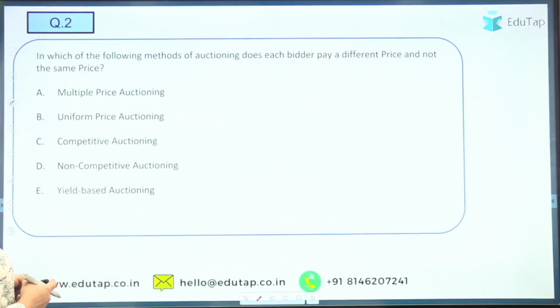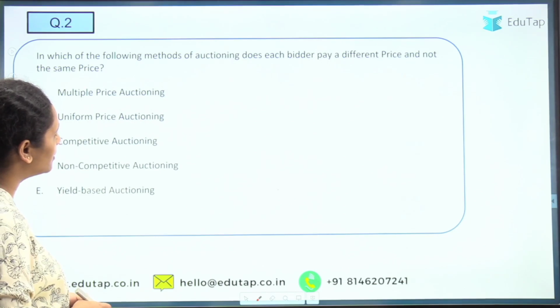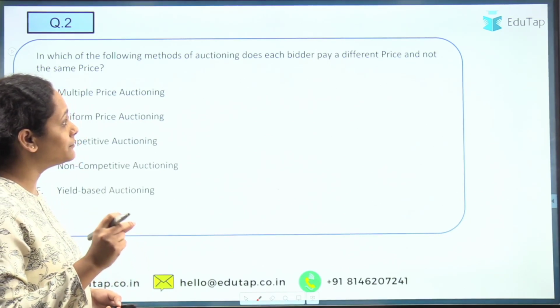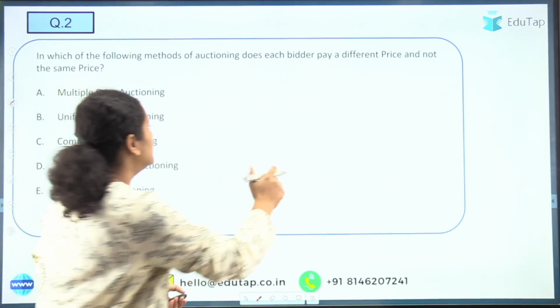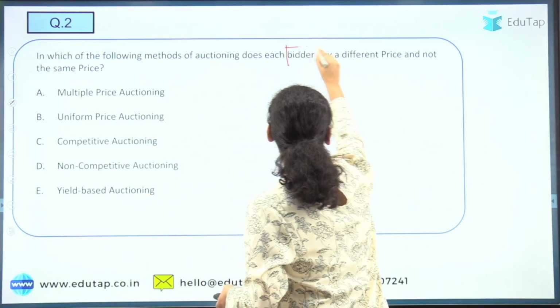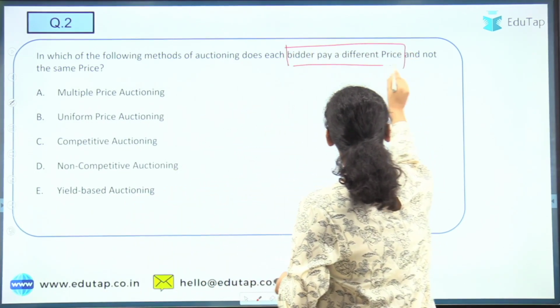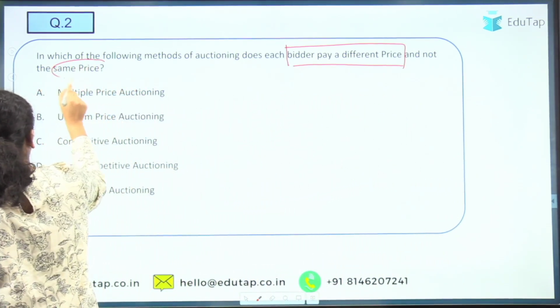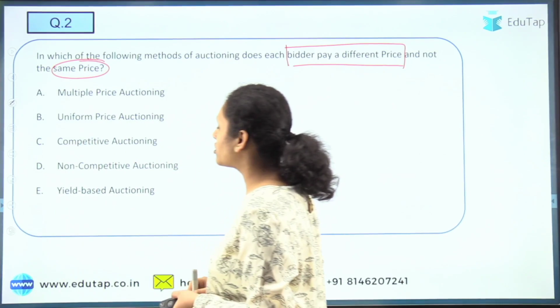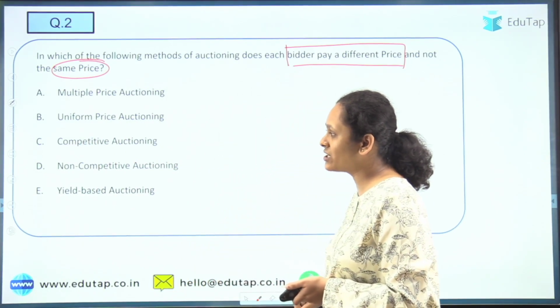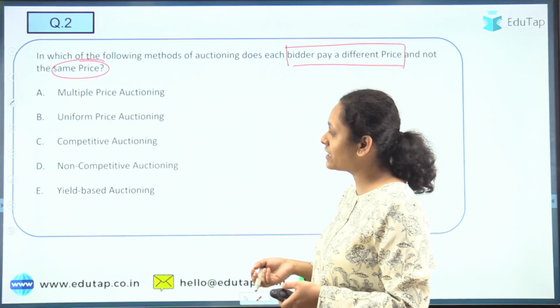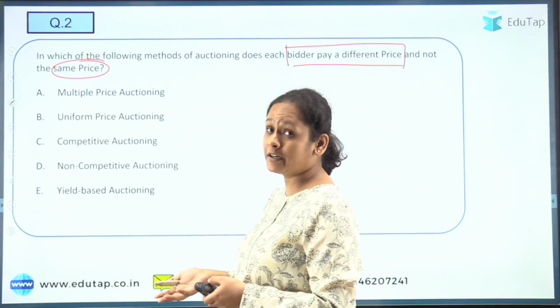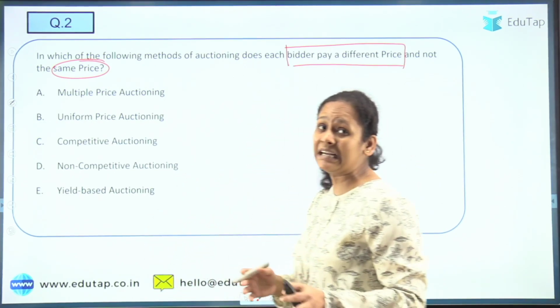Now moving to the second question. The question says: in which of the following methods of auctioning does each bidder pay a different price? Read the question carefully: each bidder pays a different price, and not the same price. Is it multiple price auctioning? Is it uniform price auctioning? Is it competitive auctioning, or non-competitive auctioning, or yield based auctioning?